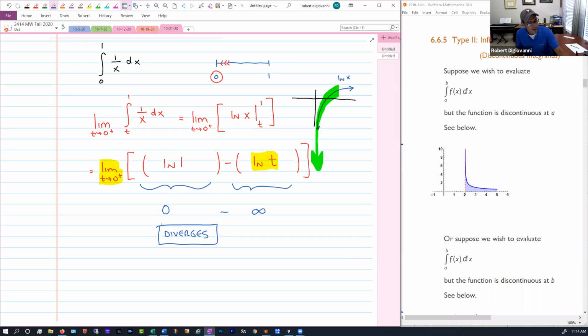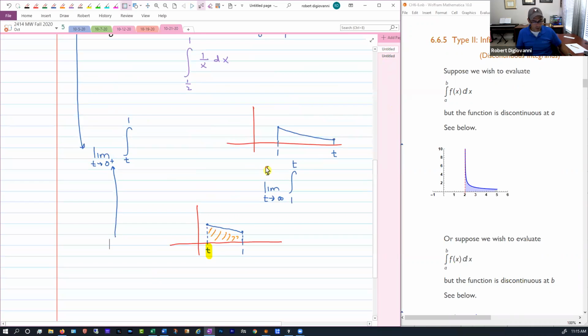Oh, you know what? I messed up. Sorry. This is going here. That's going to negative infinity. Sorry, this thing is diving to negative infinity, right? And then we have a minus there, so minus would be plus. So the area is getting bigger and bigger and bigger. It's becoming positive infinity.